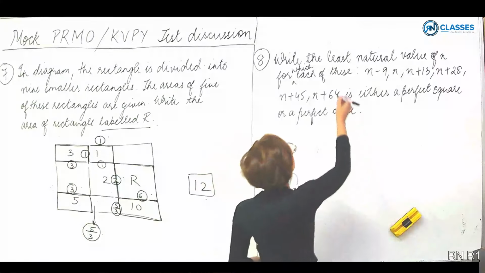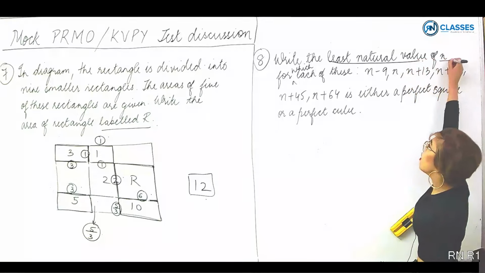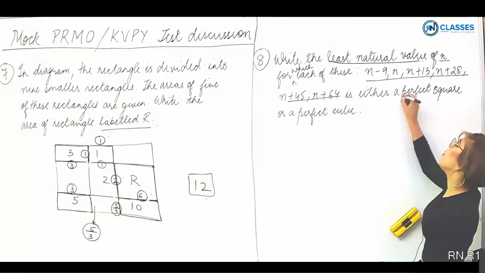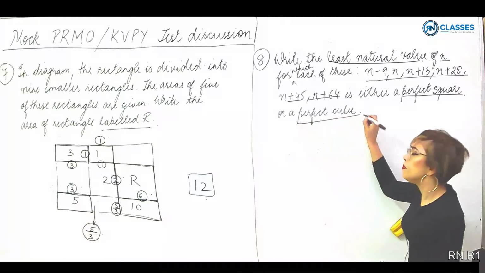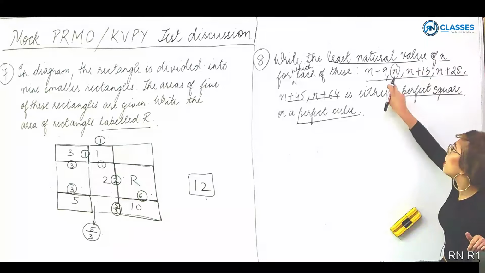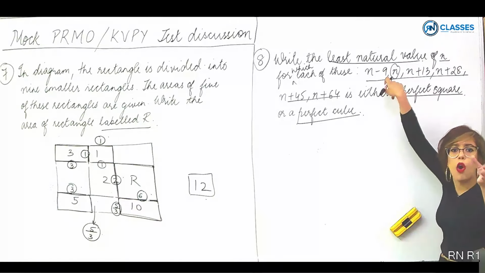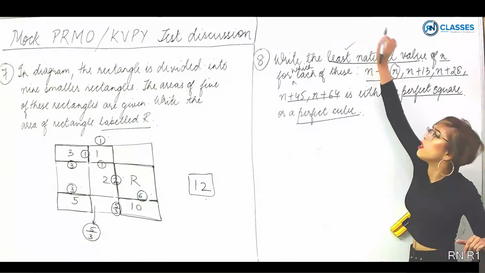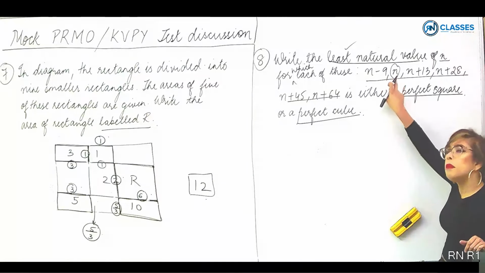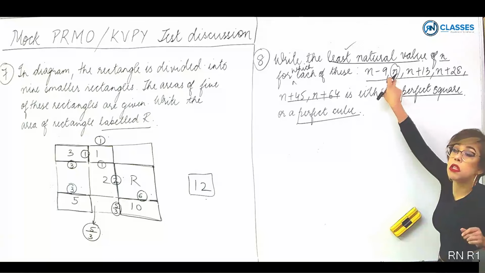He says, write the least natural value of n for which each of these, as in this one, is either a perfect square or a perfect cube. Right? Each of these. Now, I can say that here I have n. So, that means n either has to be a perfect square or a perfect cube. And I need to find the least natural value of n. Right? So, let me see what can n be. Can n be 4? Maybe I should start with 1 actually.